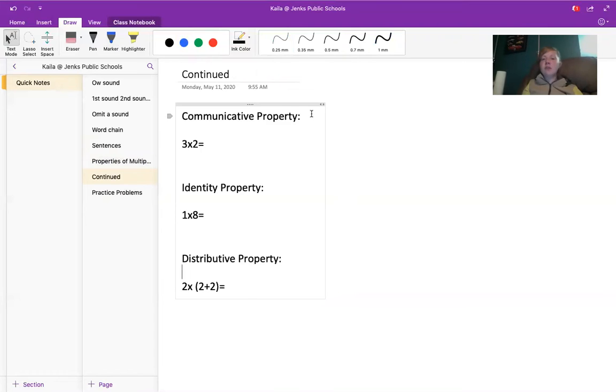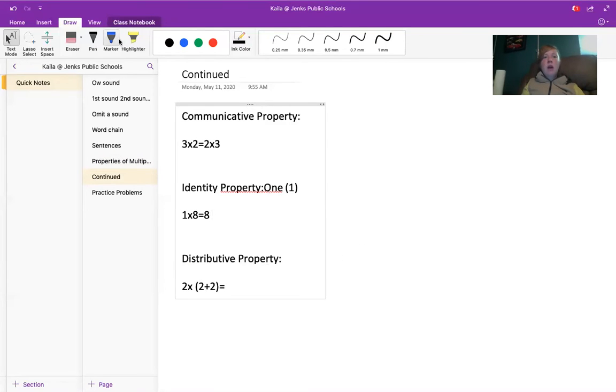Okay, so first, commutative property. What is our key word? It is to flip. No matter the order, it's going to equal the same thing. So 3 times 2 equals 2 times 3. Identity property for multiplication. Our key word is 1. And 1 times 8 equals that same number, 8.